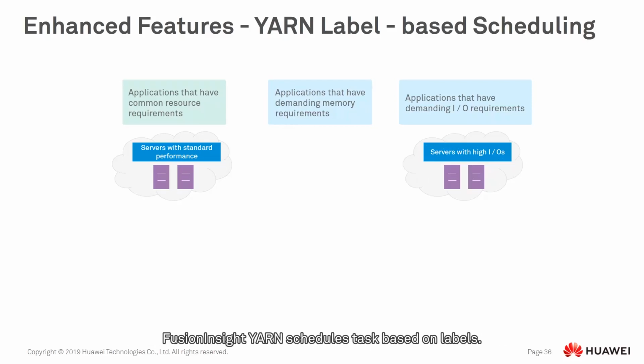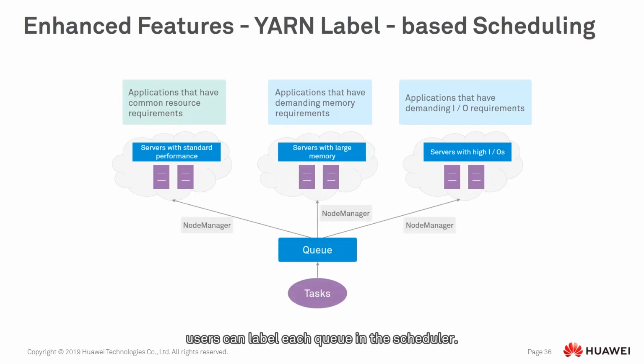So in this case, Fusion Insight Yarn schedules tasks based on labels. Users are able to label each Node Manager, for example, labeling a Node Manager with high memory or high I/O. In the meantime, users can label each queue in the scheduler. That is, queues are endowed with labels. Jobs submitted to a queue use resources on the labeled node, so tasks are running on labeled nodes. For example, those tasks that have demanding memory requirements will be submitted to queues with high memory labels, so that tasks can run on servers with large memory.